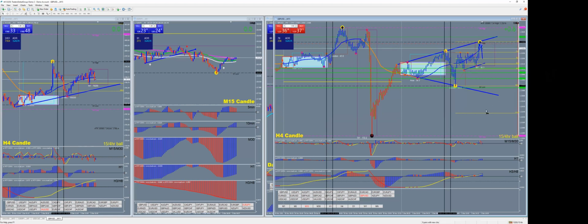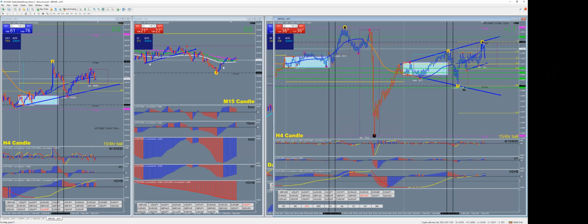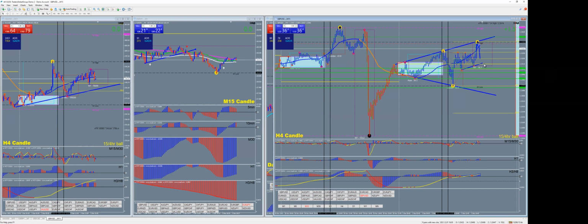I can't see that. Oh, you probably don't have some of the fibs, like 23. I don't have this. Yeah, I don't have the other ones. This should be the 50% retracement right here. This line.